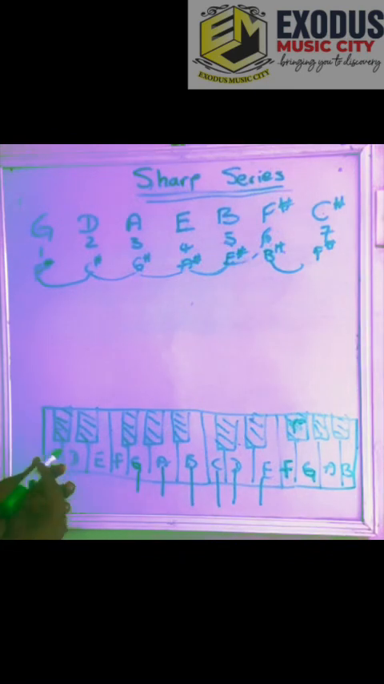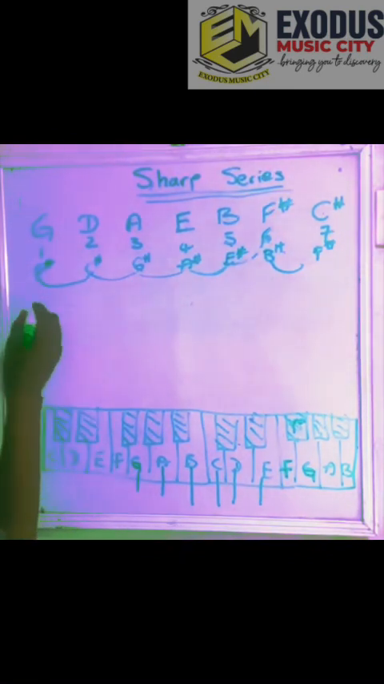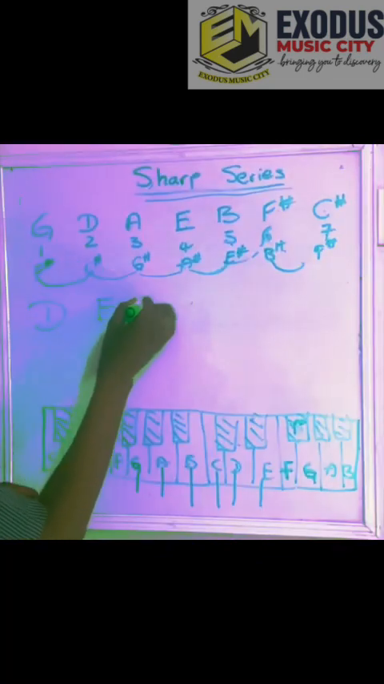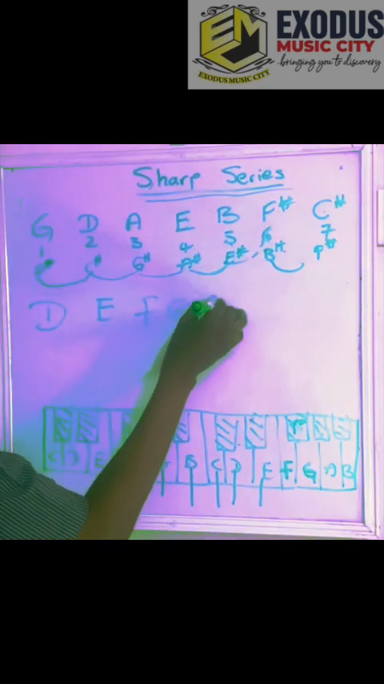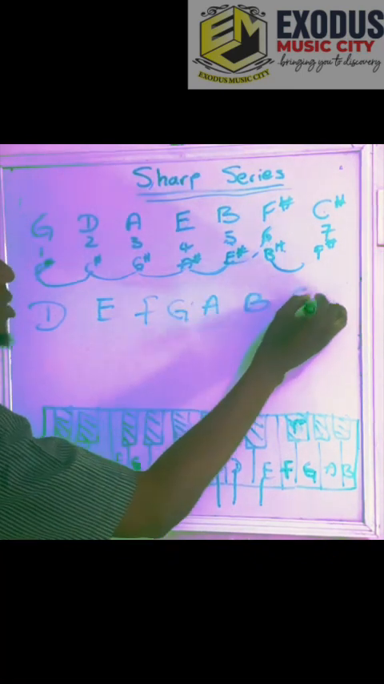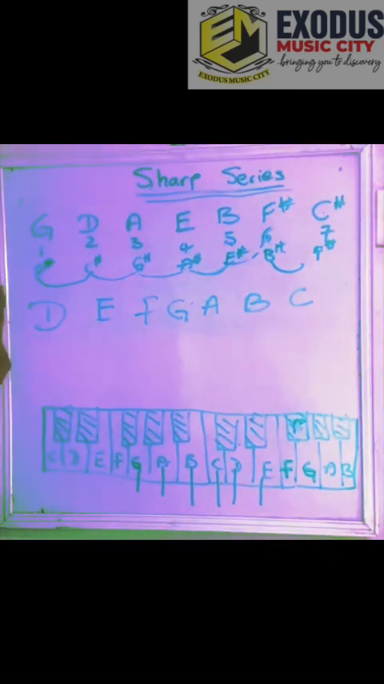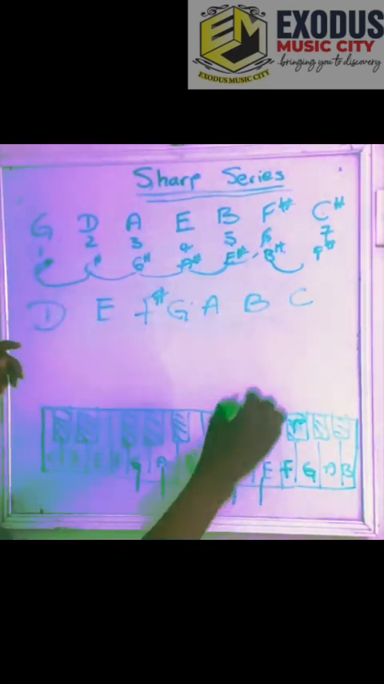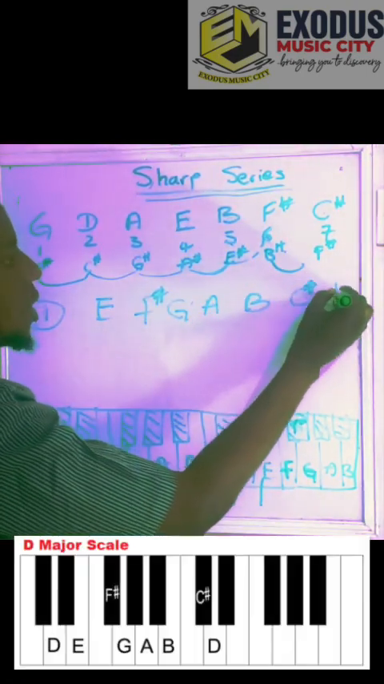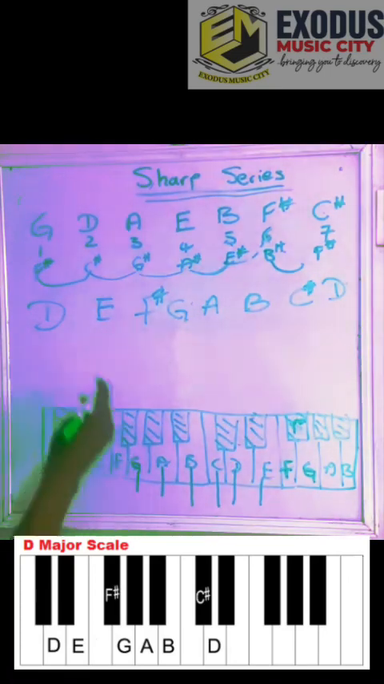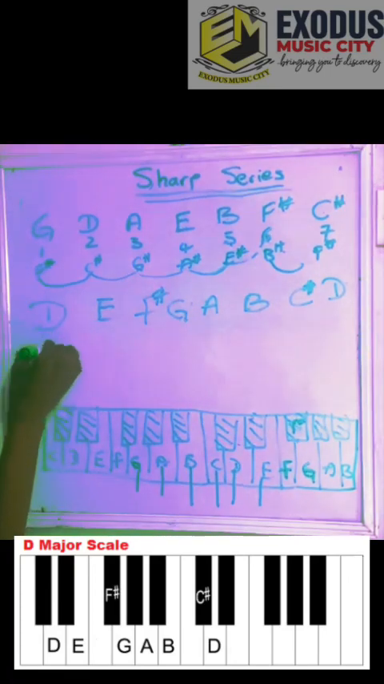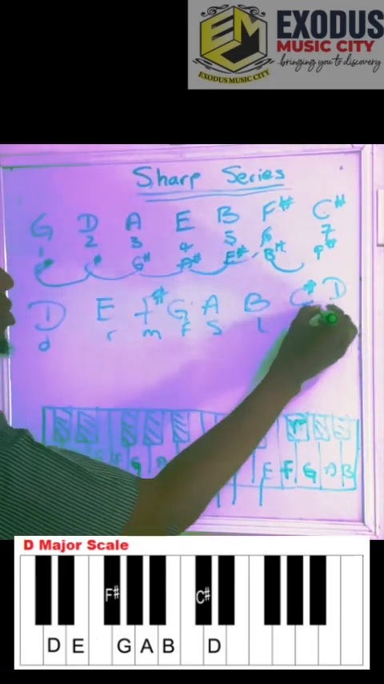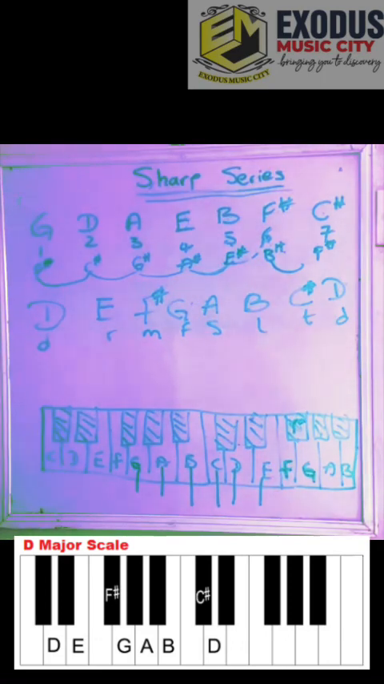Now let's construct the scale of D, which has 2 sharps: F sharp and C sharp. Now let's write out the scale for D, E, F, G, A, B, and C. So key D has 2 sharps, which are F sharp and C sharp. Write the last one, which is D. So we have D, E. These are our do, re, mi, fa, sol, la, ti, and do. Are you getting it now?